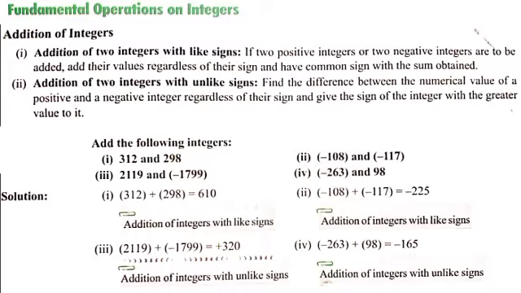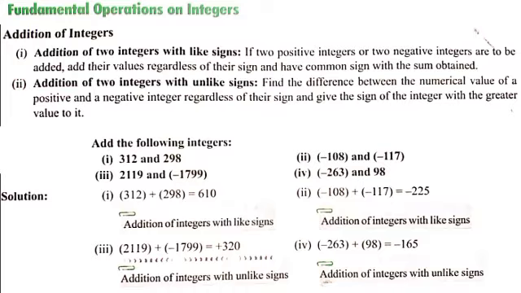Addition of integers. Addition of integers with like signs. For example, 312 plus 298: 312 is positive and 298 is also positive. If two positive integers or two negative integers are to be added, add their values regardless of their sign, and give the sum the common sign. So it doesn't matter, you can just put the equal sign. That is like signs. Like signs also applies to negative signs.